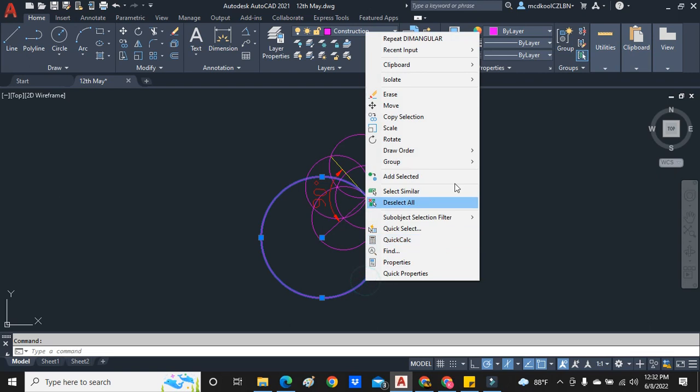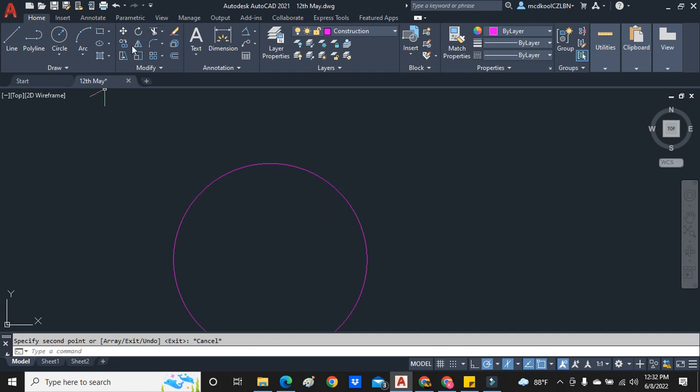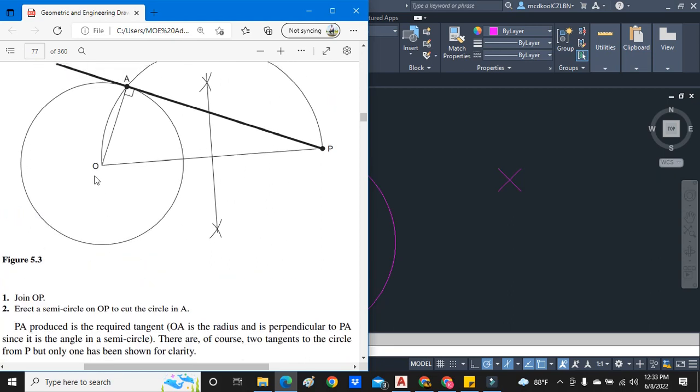Let me just copy the circle. So we're going to place point X out there. Everybody sees that? What the question has asked, they want you to construct a tangent from this point to this circle. Any idea what you do first? Draw another circle, or maybe we can read the instructions. It has to join OP. Do you see where OP is? Well, join it from that axis in.